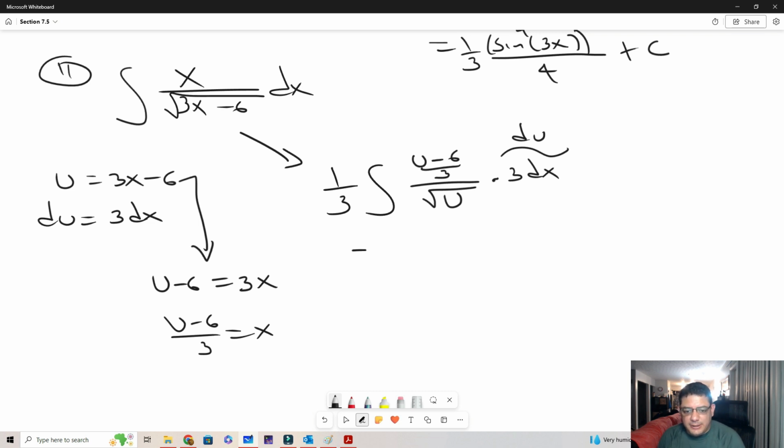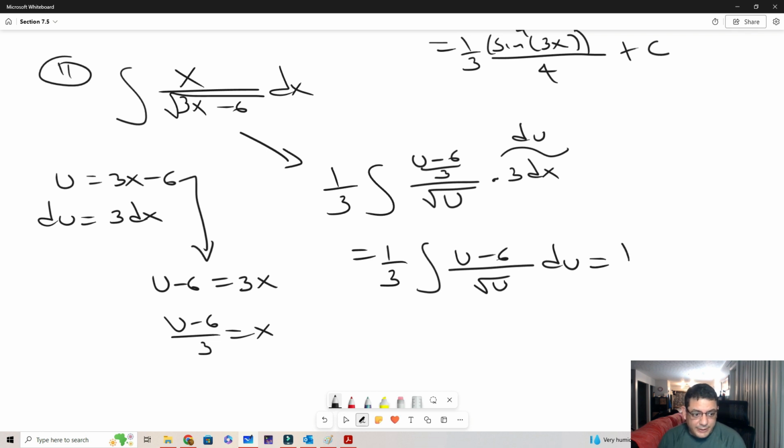So this means that in the next step, I can write this as, notice that there is a 3 on the bottom, but there is a 3 multiplying, so it's going to be 1/3 anyway. And now this is going to be u minus 6 over the square root of u du. Now I can simplify this again. This is 1/3 of u over square root of u, which is just going to be the square root of u, and minus 6 over square root of u is just going to be 6 u to the minus 1/2. Okay? Remember that the square root of u is u to the 1/2.